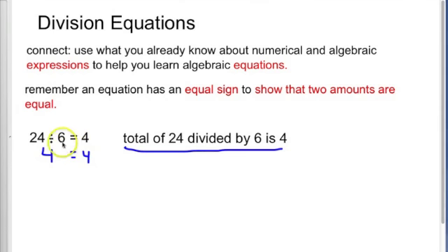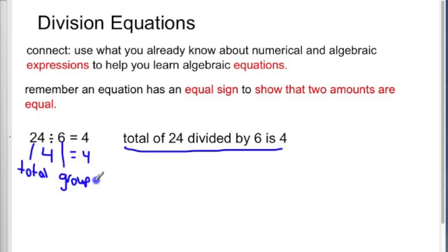We also need to remember that each part of our division equation has a meaning. If we're looking at the 24, which is our dividend, this is going to be our total. So this lets us know our total or the number in all. If we're looking at our divisor, the divisor tells us the number of groups. So this is going to let us know the total number of groups that we have.